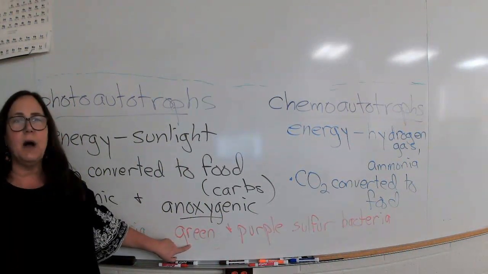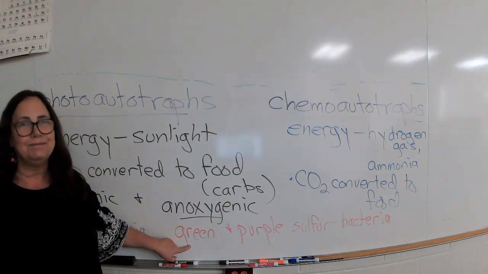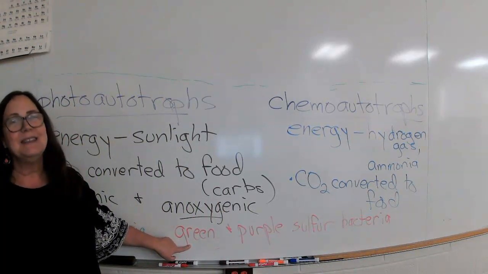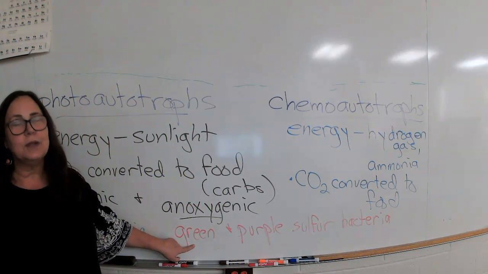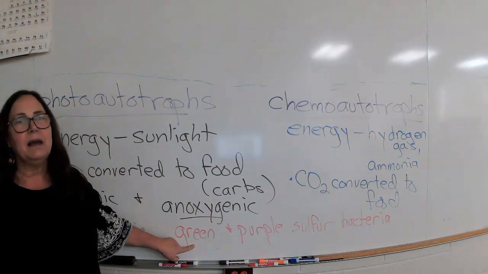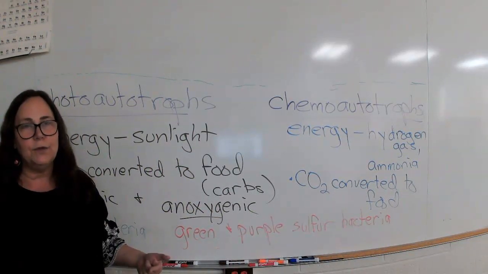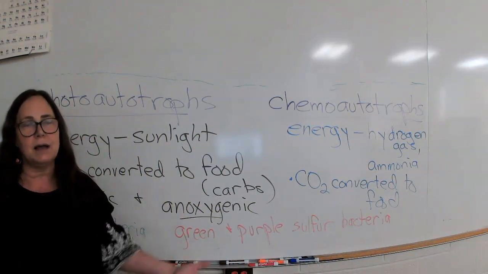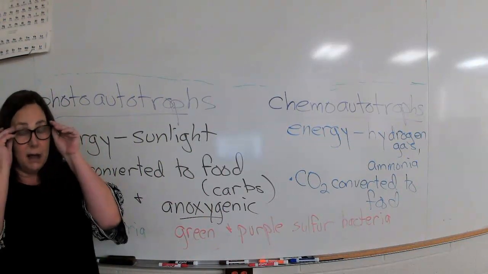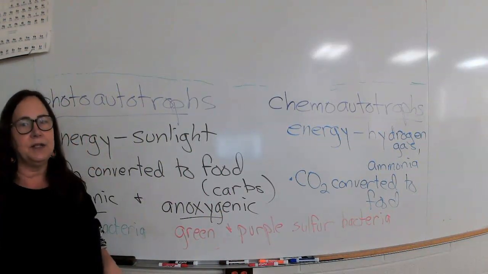And these bacteria are the green and purple sulfur bacteria. The green and purple sulfur bacteria are still getting their energy from sunlight. They're still making their own food. They just don't produce oxygen as a byproduct, as the cyanobacteria do.